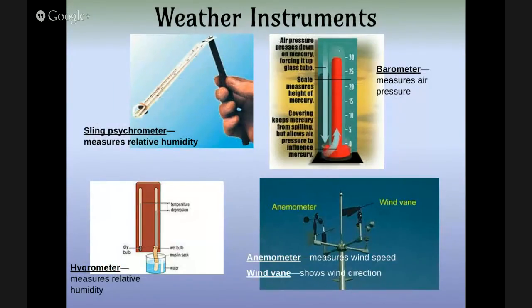Weather instruments. We have a sling psychrometer, which measures relative humidity. We have a barometer, which measures air pressure. We have a hygrometer, which measures relative humidity. And we have an anemometer and a wind vane. An anemometer measures wind speed, and a wind vane shows wind direction.